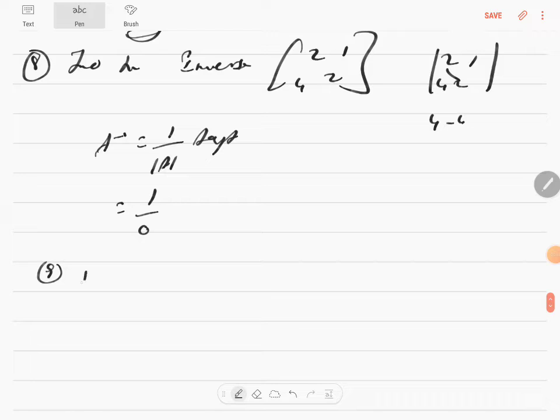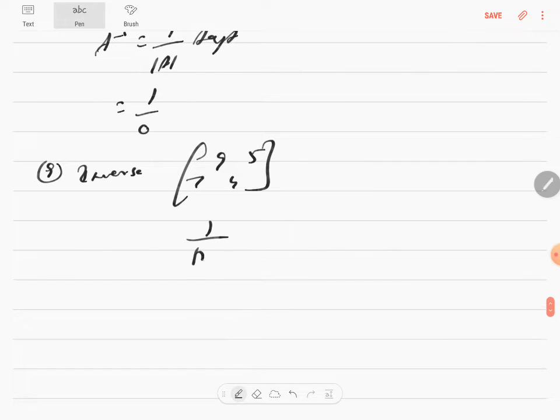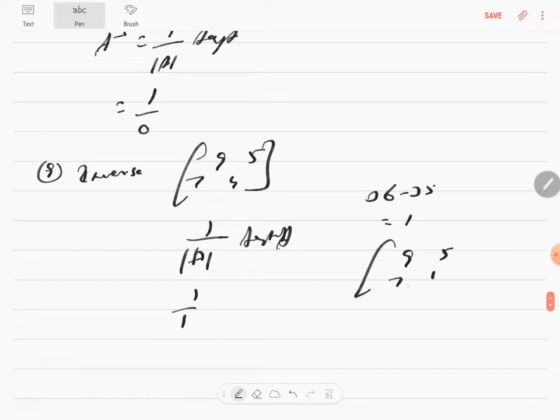Find the inverse of this matrix [9, 5; 7, 4]. It's 1 by determinant of A into adjoint of A. So let's find the determinant: 9 fours are 36, 7 fives are 35. It will be 1. So the 1 by determinant of A is 1. How to find the adjoint of a matrix? 9, 5, 7, 4. How to find the adjoint of this?